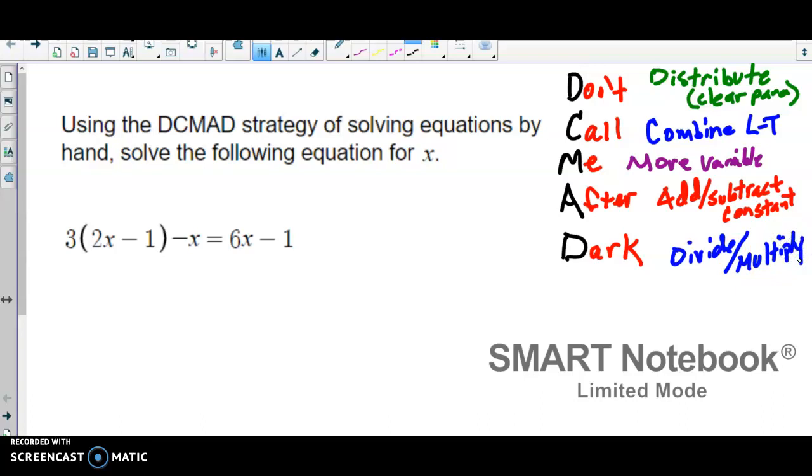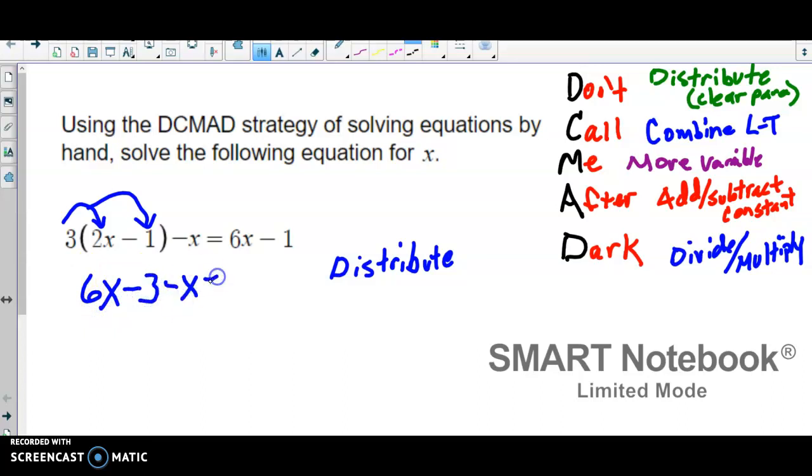So here we go. So I got parentheses in this one, so I am going to do the distribute step. So I'm going to go ahead and write down distribute. And that means that this 3 is going to go to both terms inside of the parentheses. And then we'll clear them. So 3 times 2 gives me my 6x. 3 times 1 gives me my minus 1. Bringing everything else down. That is step 1.